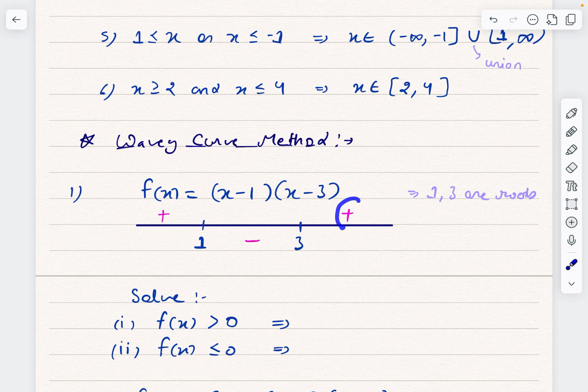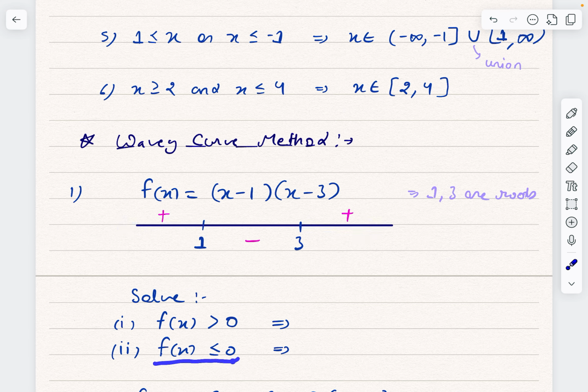Rightmost part will be positive, and then after that just alternate signs, no matter how many parts there are. So here positive, negative, positive, and if there were more, you just keep on alternating. Now, first they're asking the values of x for which f(x) is greater than 0, meaning positive. So where do you see it is positive? It is positive when x is less than 1 or more than 3.